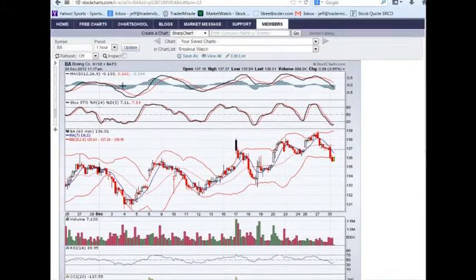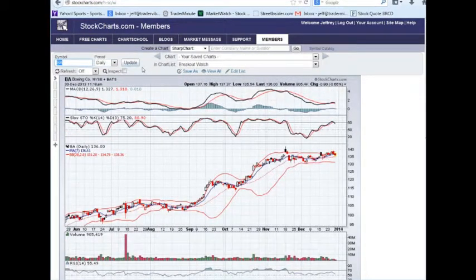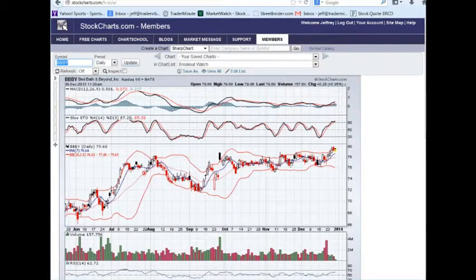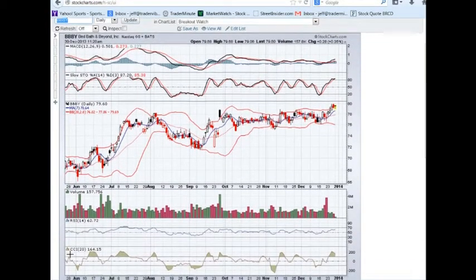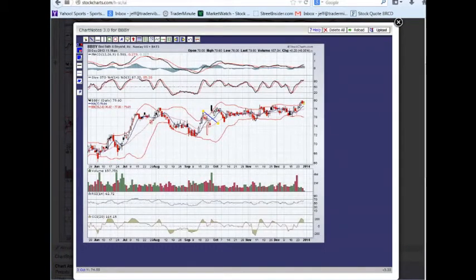Okay, let's go to what I find to be the most significant factor when it comes to support and resistance. The absolute most significant factor are gaps. So let's go back, maybe Bed Bath and Beyond, and come in here to September, right in this area. And notice how Bed Bath and Beyond gapped up. Now we can guess why, but notice the volume.